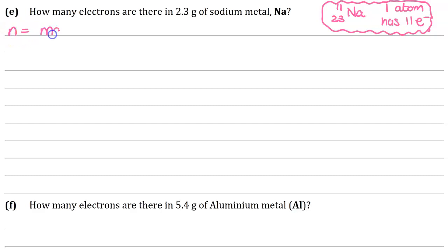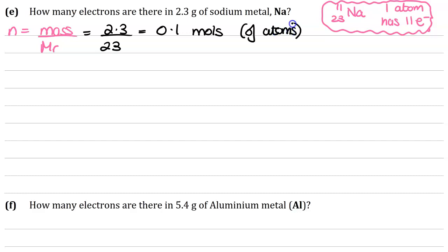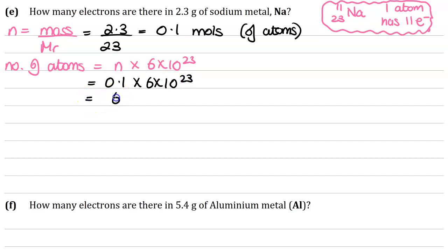So n equals mass over Mr, and that's equal to 2.3 divided by 23, which is equal to 0.1 moles. Now, that means we have that many moles of atoms, but now we want to see how many actual atoms there are. So number of atoms, and remember sodium is made up of atoms, is n multiplied by 6 by 10 to the 23. So we have 0.1 multiplied by 6 by 10 to the 23. So that's equal to 6 by 10 to the 22 atoms.